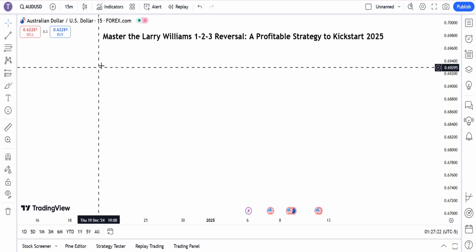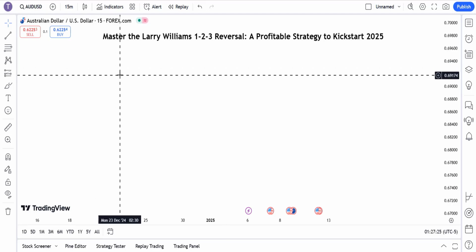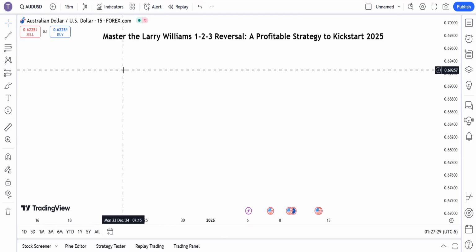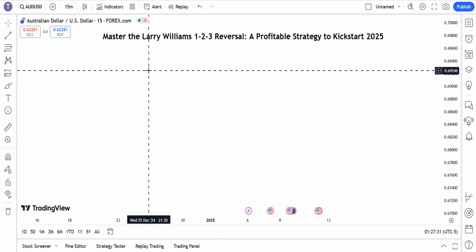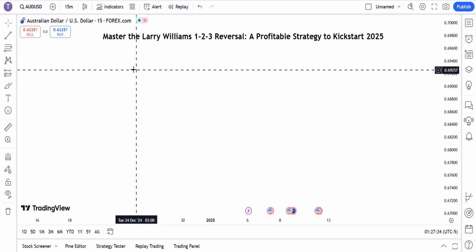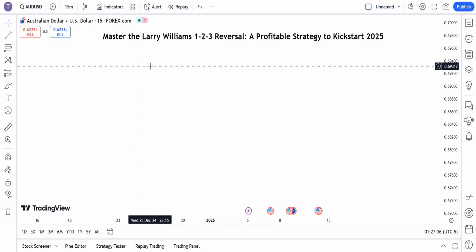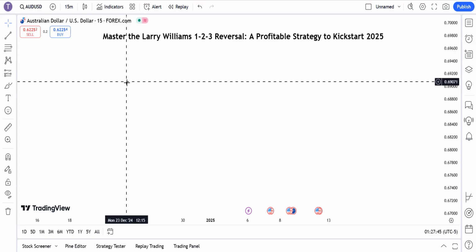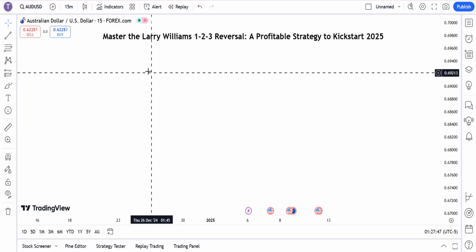In today's video, I'm going to show you one of the most profitable Larellian's strategies, which is called the 1 to 3 reversal pattern. This pattern has been proven to be one of the most profitable patterns you have ever seen in the trading industry. So this pattern is a simple but powerful strategy designed to help you spot a market reversal with precision.